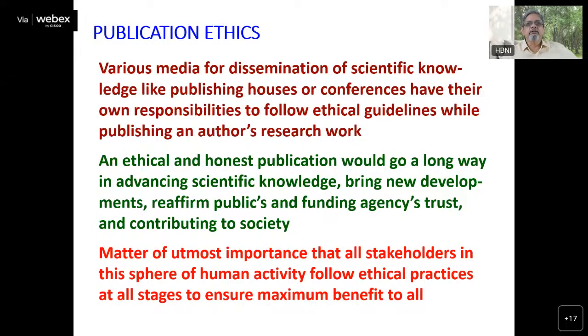It will bring new developments and will reaffirm the public's faith or trust in your research work, as well as the funding agencies' belief in your research work. And finally, of course, it contributes to the society. So here, the matter of utmost importance is that all the stakeholders in this entire chain of activity need to follow ethical practices at all stages in order to ensure maximum benefit to all.